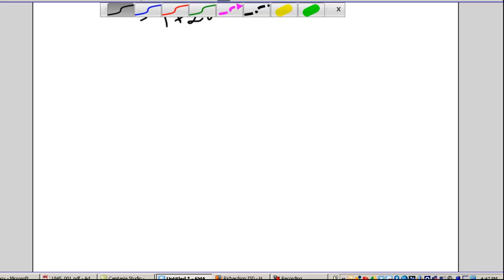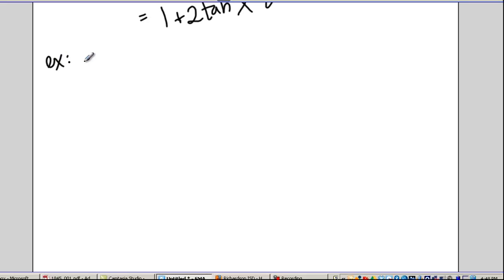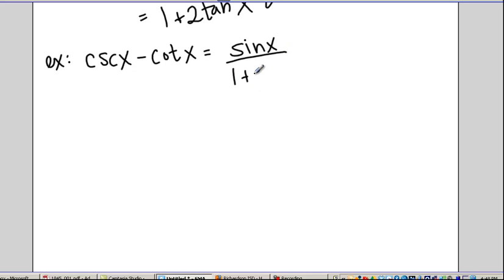Press pause if you needed some time to kind of think more about that and maybe work some more. Okay? And we're going to do one more problem, which is a conjugate type problem. So this will be good practice before Monday. So we got cosecant minus cotangent of x equals sine of x all over 1 plus cosine of x.